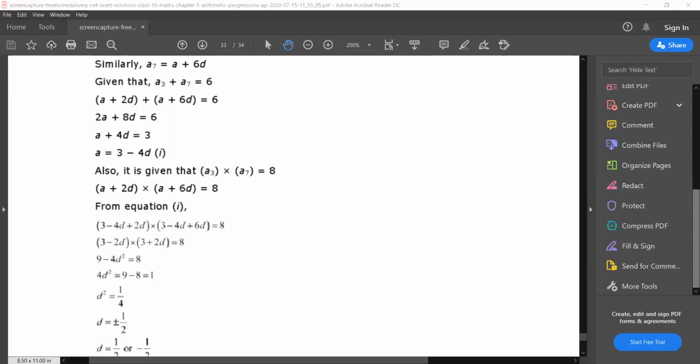By putting both the values of d in equation 1, a is equal to 3 minus 4d, पे d का value put करेंगे 1 upon 2. We get a is equal to 1. When we put the plus value, we get a is equal to 1. When we put the minus value, we get a is equal to 7. A का दोनों वैल्यू हम इक्वेशन में रख के देखेंगे कि क्या दोनों का सम 6 आ रहा है. ठीक है.